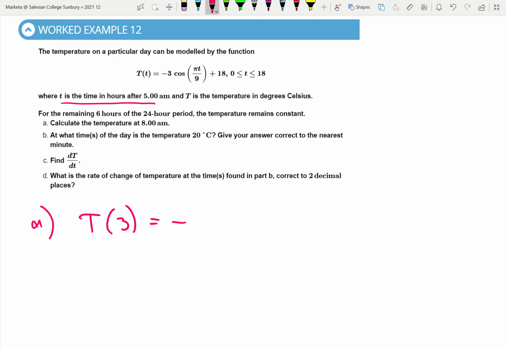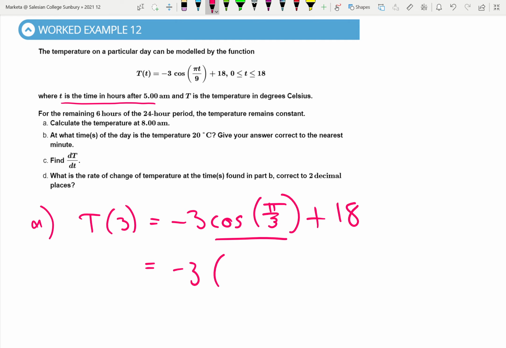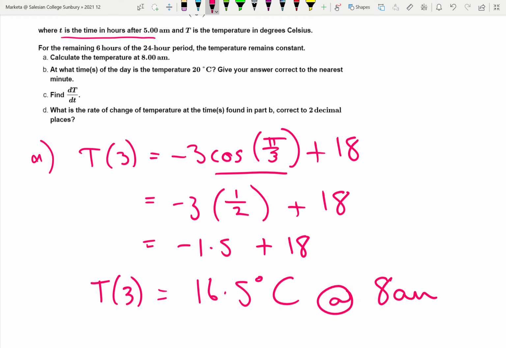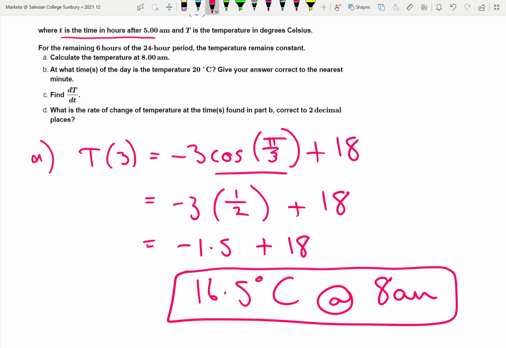And that's going to be neg 3 cos pi on 3 plus 18. Cos of pi on 3, we'll do that first, of course. Cos of pi on 3 is half. Negative 3 times half, neg 1.5 plus 18, and we're going to get T of 3 is 16.5 degrees Celsius. So 16.5 degrees Celsius at 8 a.m. And that's probably the best way to answer it because it is a worded problem.